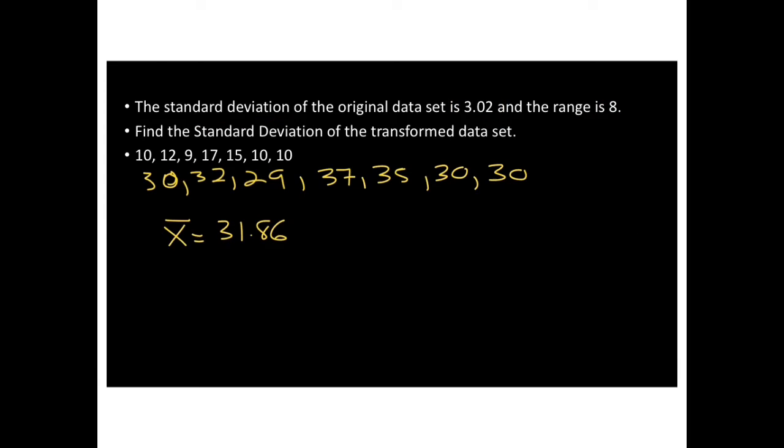All right, so I went ahead and modified all of our numbers. As you can see, we said we're going to increase them all by 20. So I have all of my numbers here increased by 20 from the original data set. And I went ahead and calculated our mean to be 31.86.